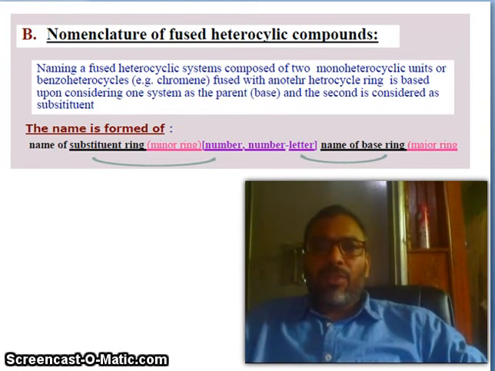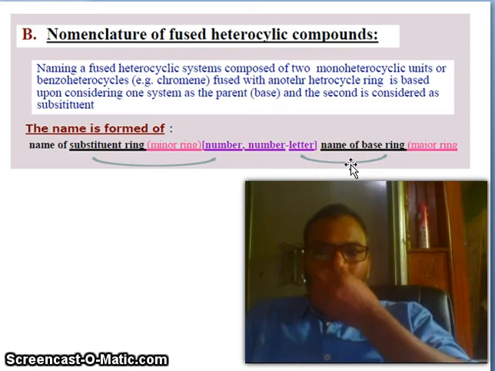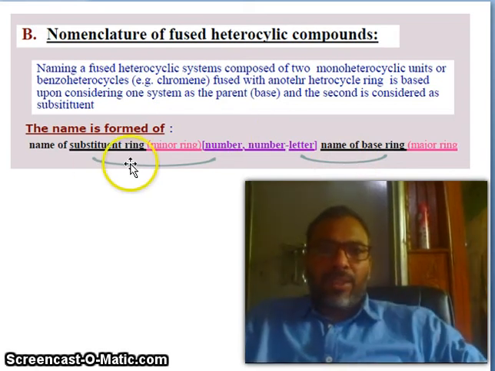So naming a fused heterocyclic system composed of two monoheterocyclic units, or benzoheterocycles fused with another heterocycle ring, is based upon considering one system as the parent base and the second as a substituent. So this is the method. If you have two, then one is the name of the base ring, another is the name of the substituent ring.